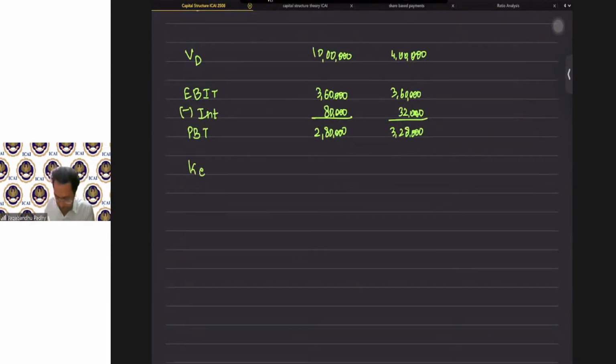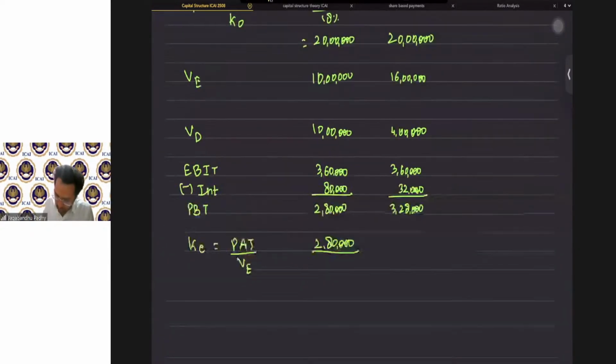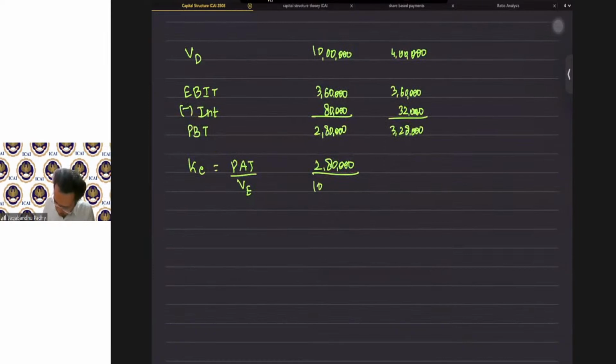Cost of equity is PAT upon value of equity, which is 2 lakh 80,000 divided by equity of 10 lakh. Then 3 lakh 28,000 over here divided by 10 lakh, which is 20.5%. That's your cost of equity, 20.5%.